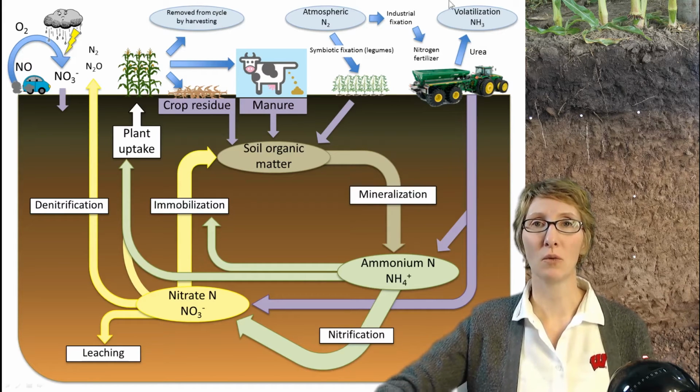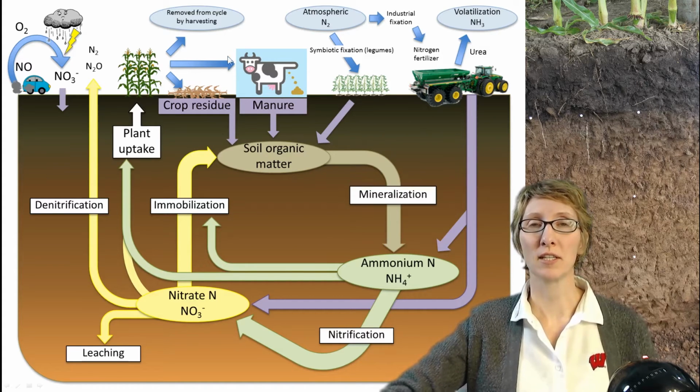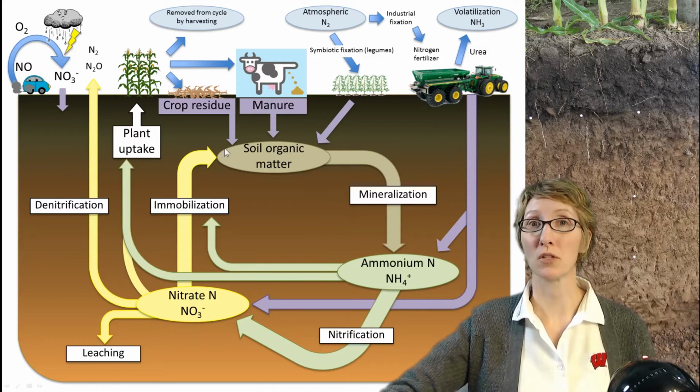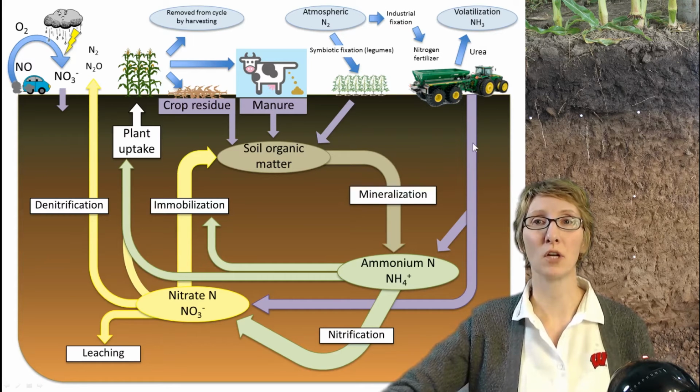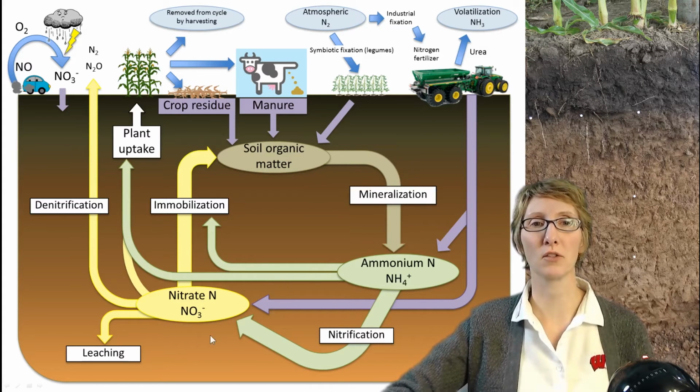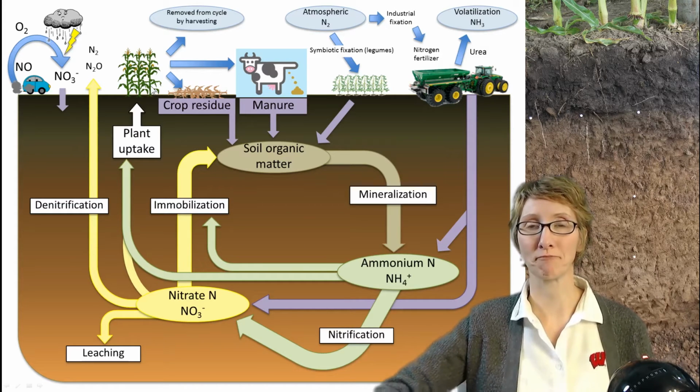So if we start with the diagram, we have several inputs in the system. So we have our soil. Some of our inputs of nitrogen into the system would be from crop residues, manure, fixation, as we just talked about, from legumes, fertilizer applications. Those are all nitrogen inputs into the soil system. Our losses from the soil or removals out of the soil include leaching, denitrification, and plant uptake of nitrogen.